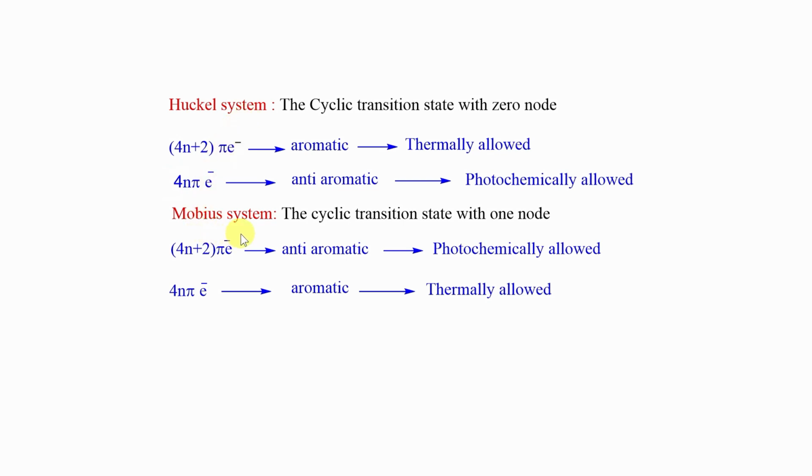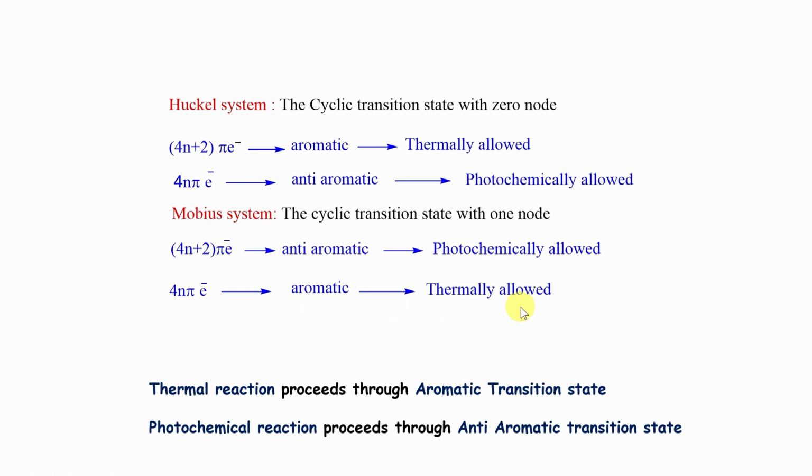Whereas in the Mobius system, a cyclic transition state with 1 node, for example 4n plus 2 pi electrons and a node, will be anti-aromatic and the pericyclic reaction proceeds photochemically. And if it has a cyclic transition state having only 4n pi electrons but having a node, then the system will be aromatic and the process will be thermally allowed. So thermal reaction proceeds via aromatic transition state, while photochemical reaction proceeds via anti-aromatic transition state.